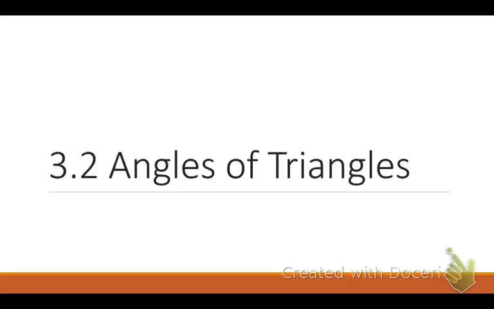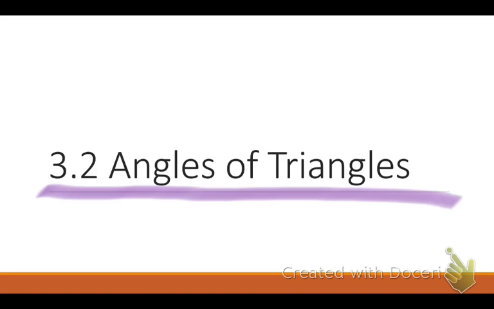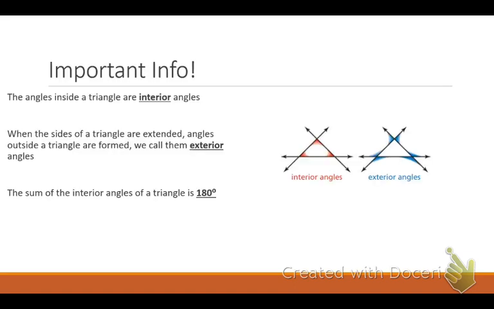Okay, so today we're in section 3.2, angles of triangles. We're going to find the measurements of these angles without actually measuring anything. We're going to use angle relationships. The first thing you need to know is that there are interior angles. Those angles are inside the triangle. Interior angles, that's our first blank.